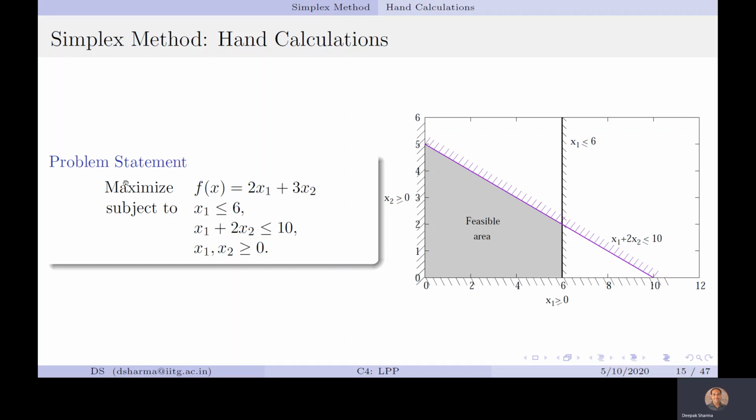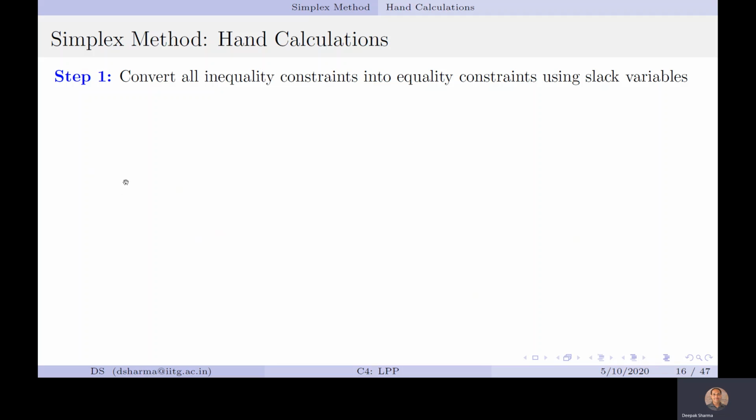So this means that we have to add a slack variable on the left hand side. So the modified equation will become x1 plus x3 equals 6. Now we have added a slack variable x3 and converted the inequality constraint into equality. Similarly, the second constraint is x1 plus 2x2 plus x4, where we have added a slack variable on the left hand side, equals 10. So both of the constraints are converted into equalities. And the non-negativity condition stays the same for all the variables, x1, x2, x3, and x4. All of them should be greater than or equal to 0.